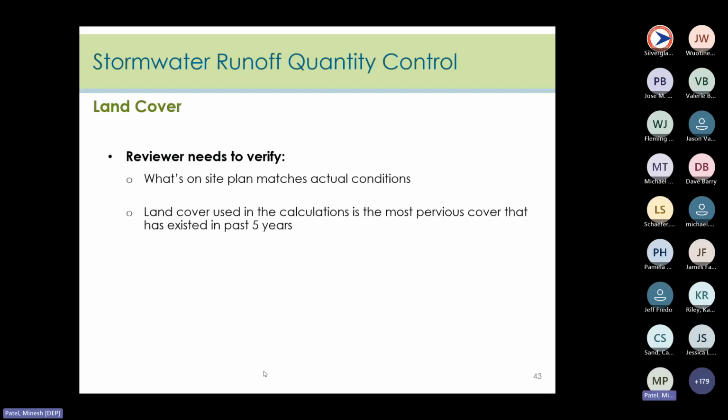The reviewer must verify that the plans and cover descriptions in the report match what is actually on the site. Aerial photos can be used to make sure the most pervious cover that existed in the past 5 years has been used in the calculations. Again, it may be necessary for the reviewer to verify land cover conditions in person to make sure that they have been accurately described.